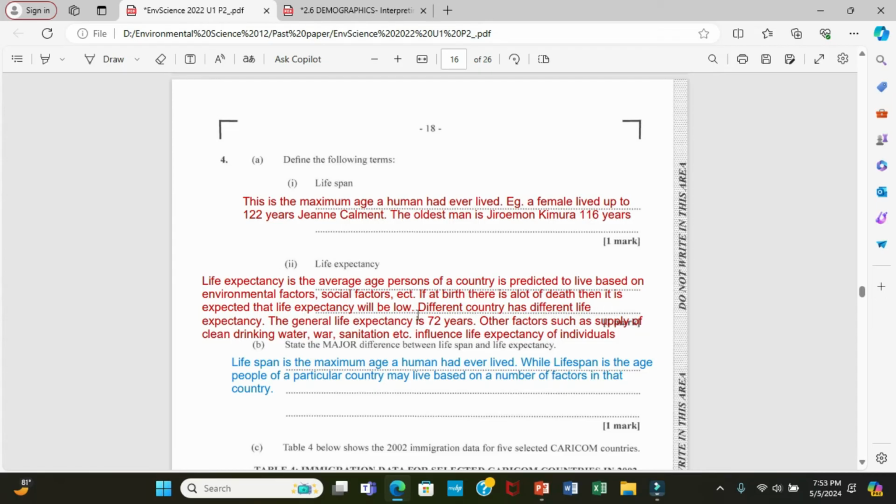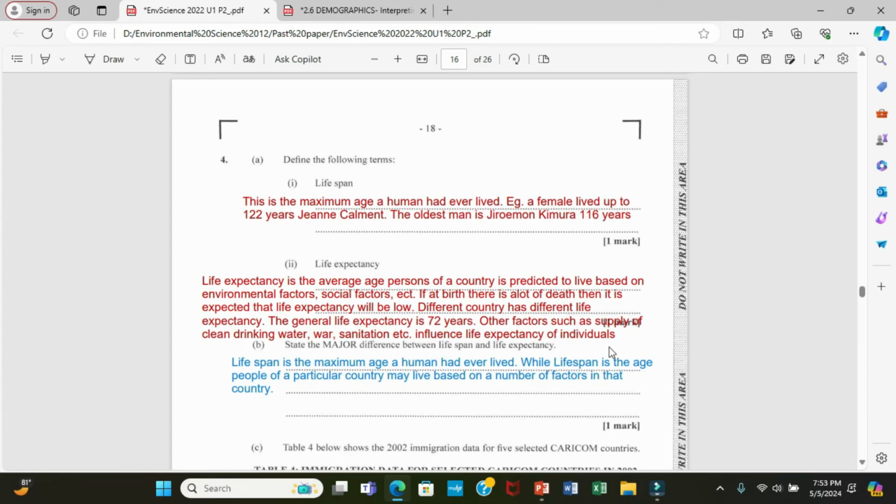All right. Different countries have different life expectancy. The general life expectancy is 72 years. Other factors such as supply of clean drinking water, war, sanitation, etc. influence life expectancy of individuals. All right guys, so it's the average age persons are expected to live based on the conditions of their country. All right, so a country having war, the population doesn't expect to live long, especially the males, those who are well. And you can see that going on right now, guys.